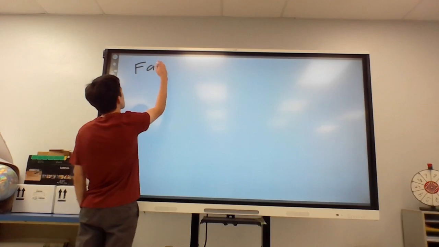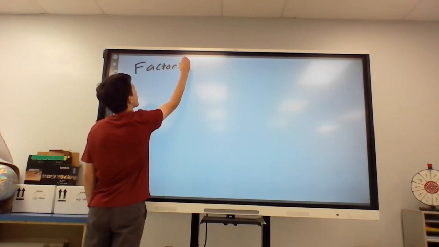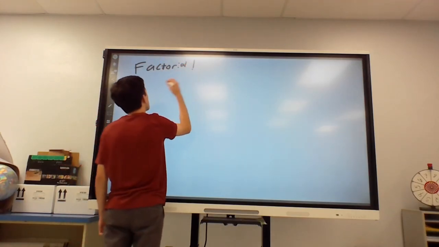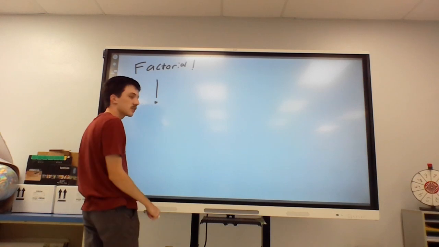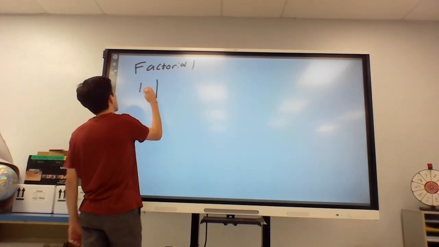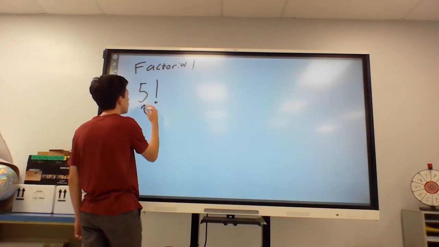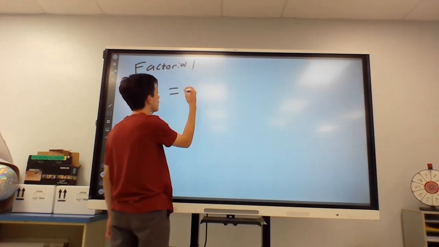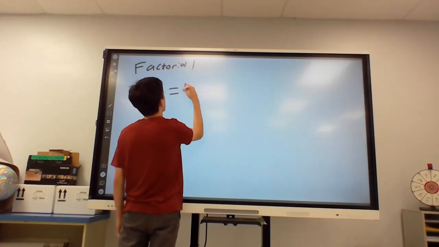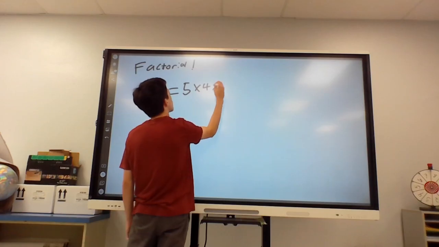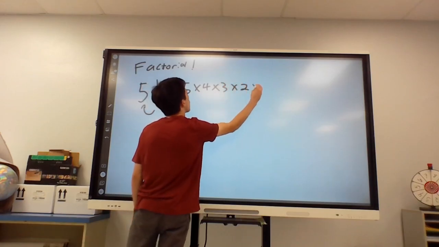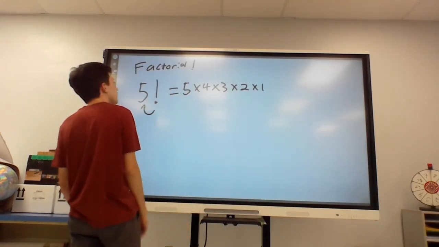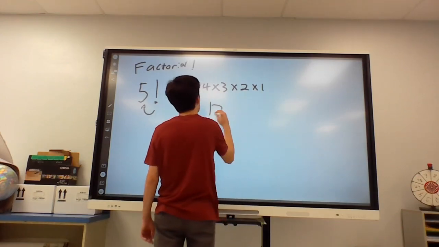Basically, what factorial means is, if you haven't taken a math class, factorial is an exclamation point. When you factorial a number, like let's say 5 factorial, you stick it to the right of the 5. That equals that number times all the numbers minus 1 before it. So 5 times 4 times 3 times 2 times 1. But 1 doesn't really matter. Basically, 5 factorial equals 120.